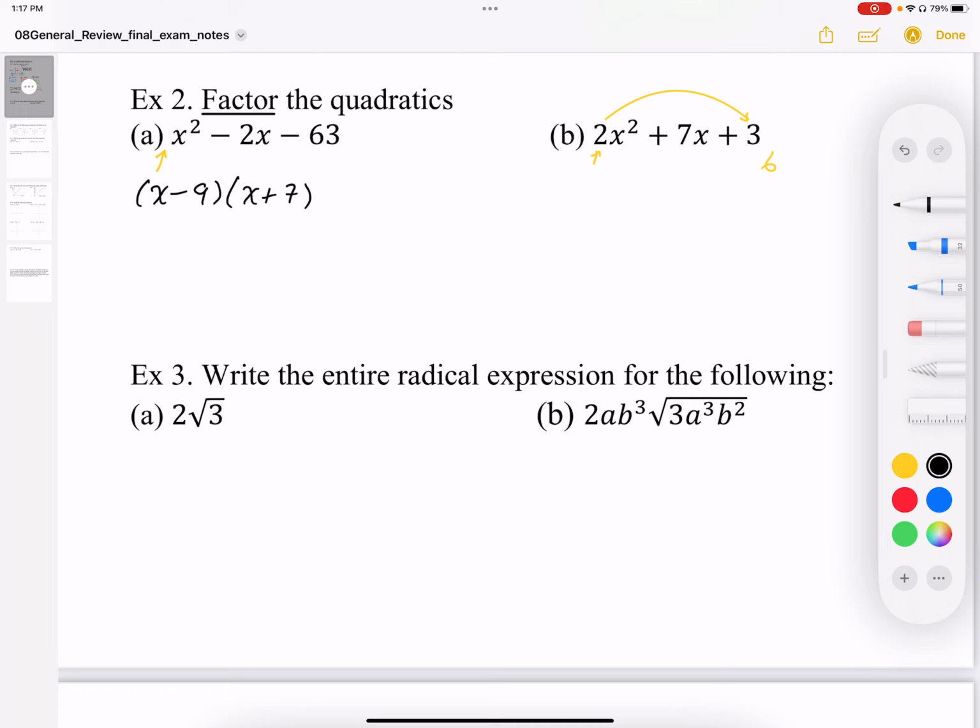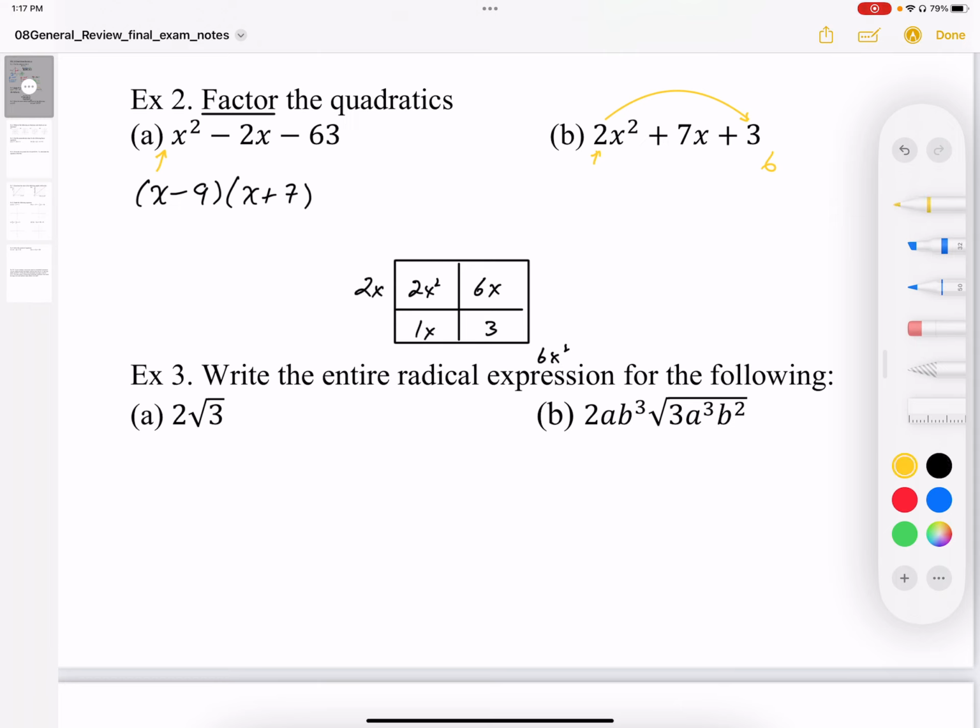And the reason why we're doing that is because we're going to take advantage of this diagonal product in our square, in our rectangle, where the diagonal product of the 2x squared times 3, that diagonal product of 6x squared, has to be equal to the other diagonal, which gives us the middle term 7. So two numbers that multiply to 6 and add to 7 are going to be 1 and 6. So we get 6x, 1x, and we can factor the common factor.